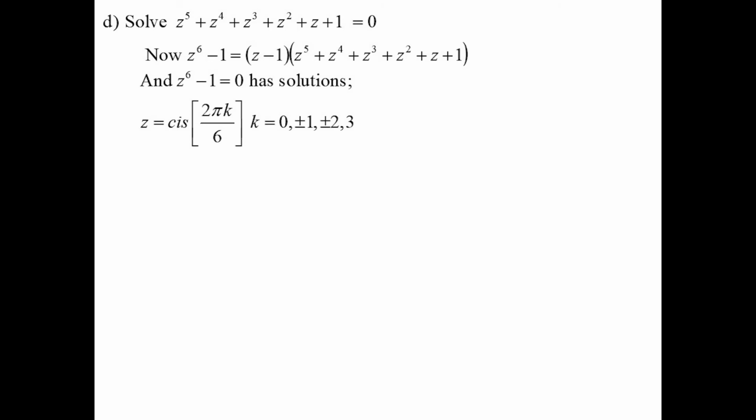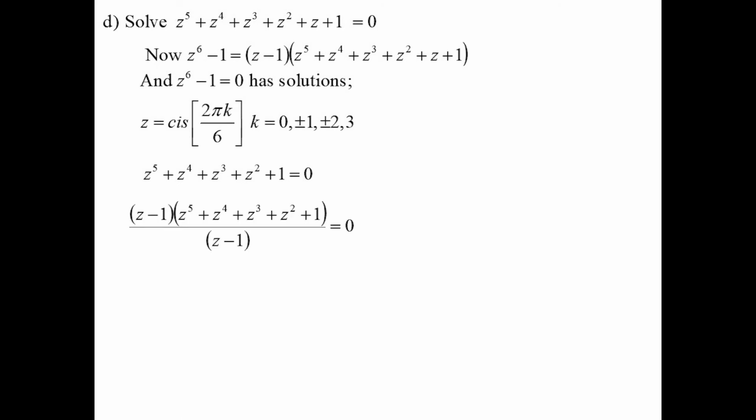Well, the trick is I'm not going to. I'm just going to change the equation, because I know z to the power of 6 minus 1 would be z minus 1 times that expression. And I know the solutions to z to the power of 6 minus 1. They're the 6th roots of unity. So 2 pi k on 6, k will be 0, plus or minus 1, plus or minus 2, and 3 as well.